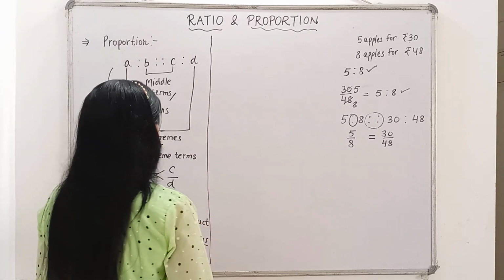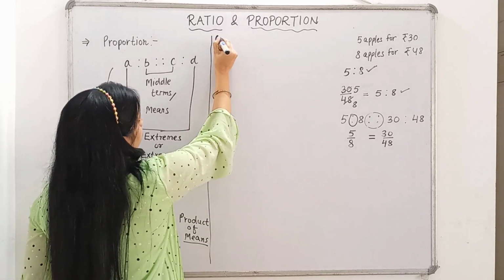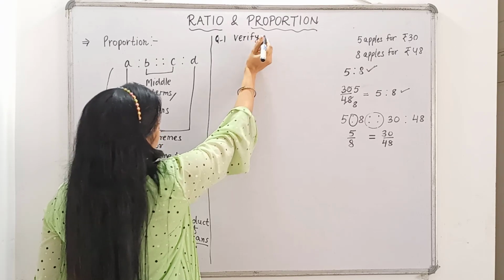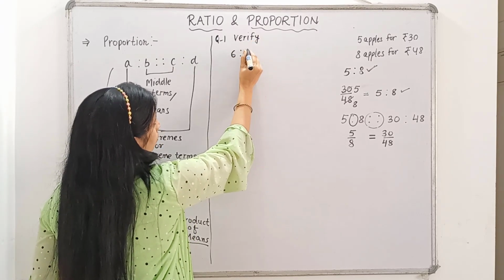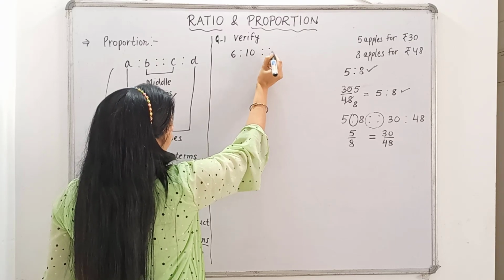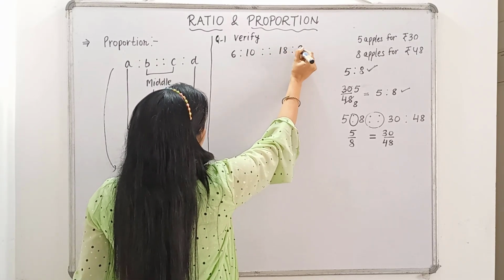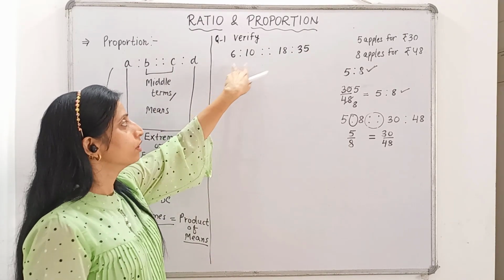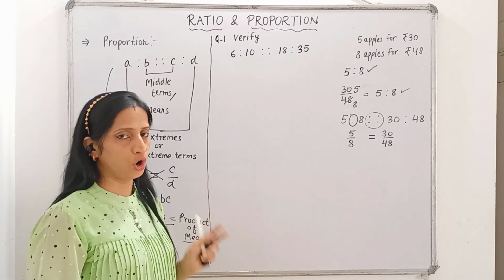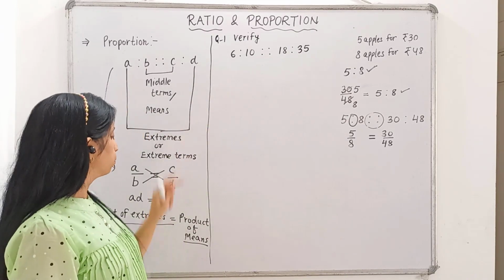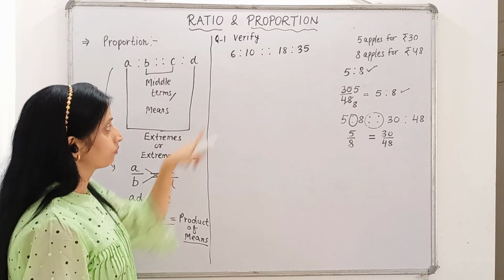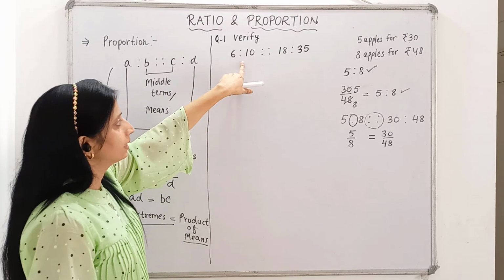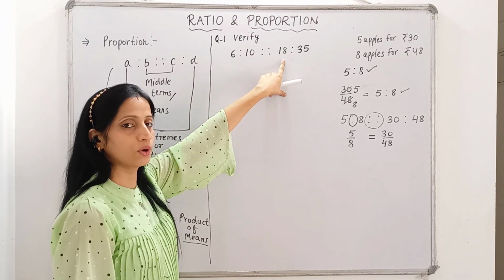Suppose the question is verifying. You have to verify that two ratios are given. 6:10 is in proportion to 18:35. Now in this question you have to verify whether these two ratios are in proportion or not. So for this you will use this formula. You will apply this formula. Okay. So these two, 6 and 35, are extreme terms and 10 and 18 are middle terms or means.